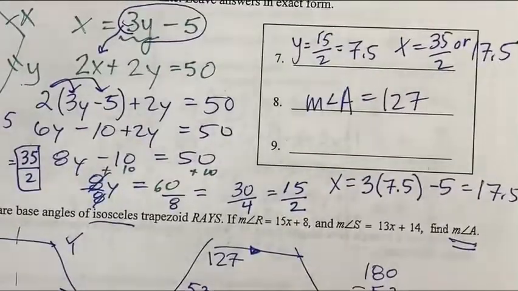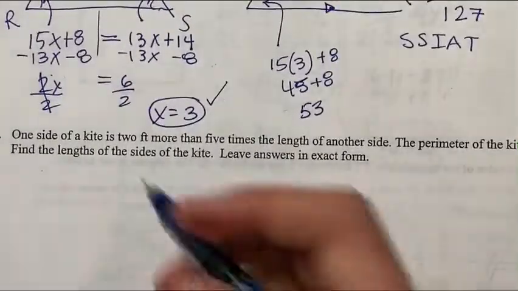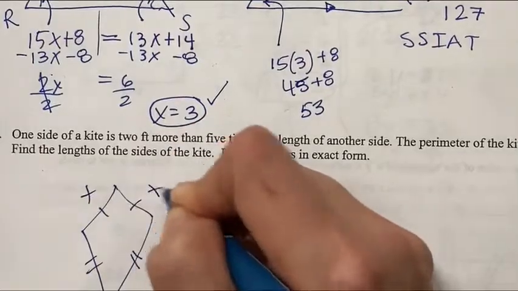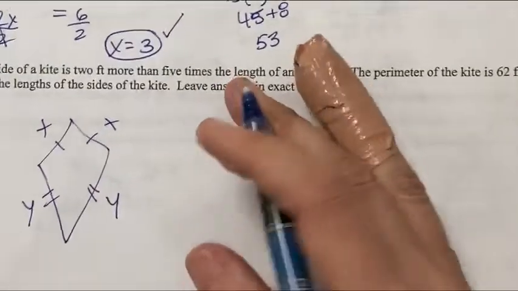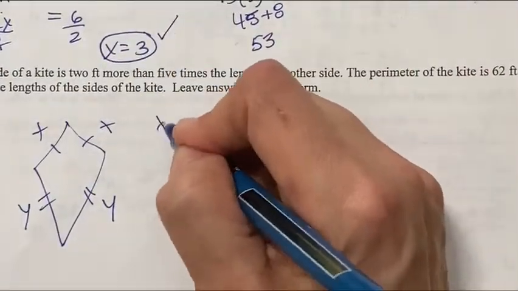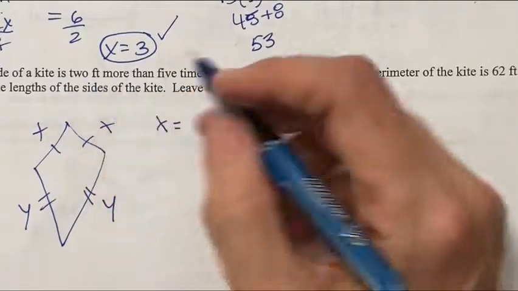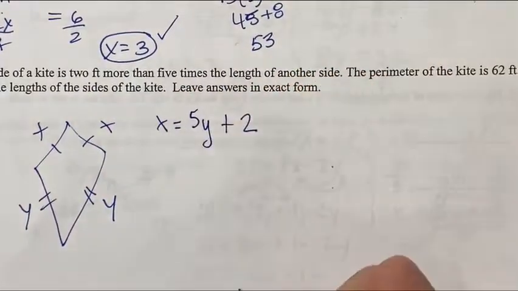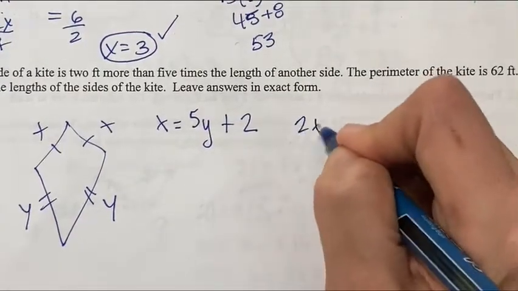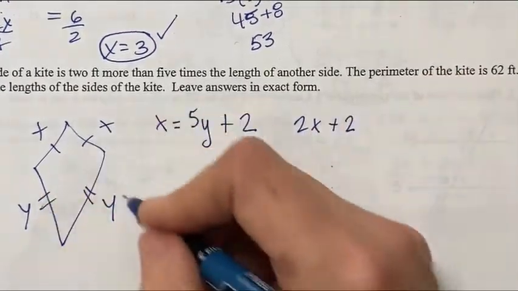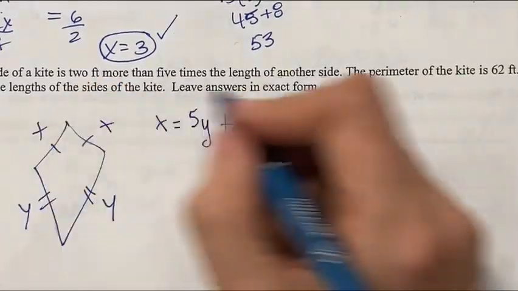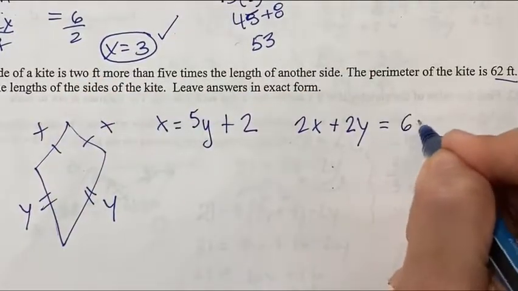Cool. All right, let's do another one. It says one side of a kite, so I get to build my kite again. Again, if I'm going too fast, just slow it down. One side of the kite is 2 more than 5 times the other side. And before we know, the perimeter would be 2 x's and 2 y's, add up to 62.